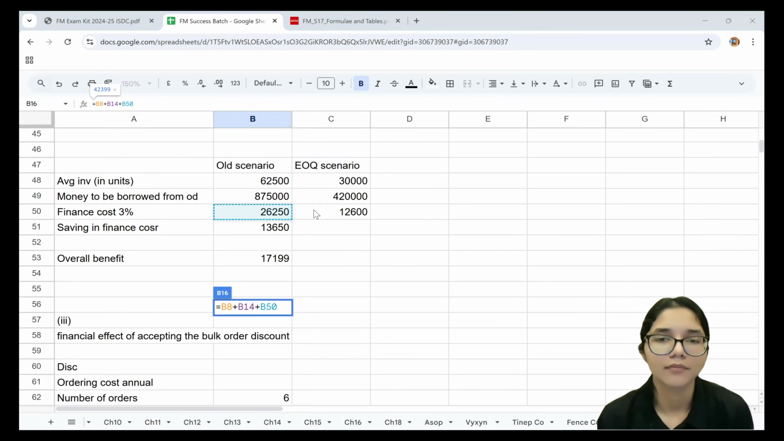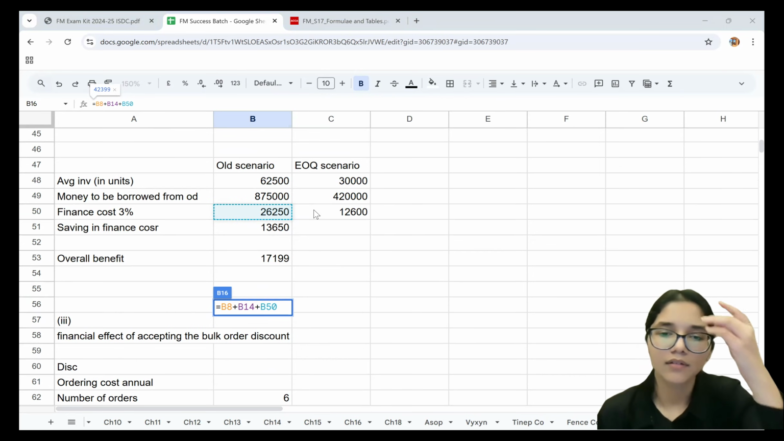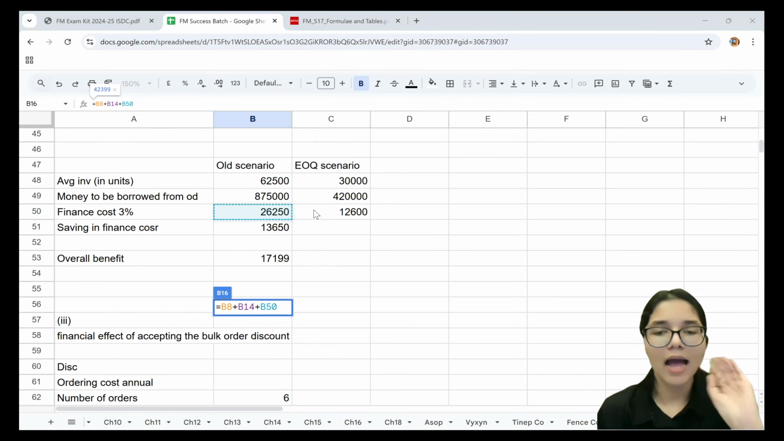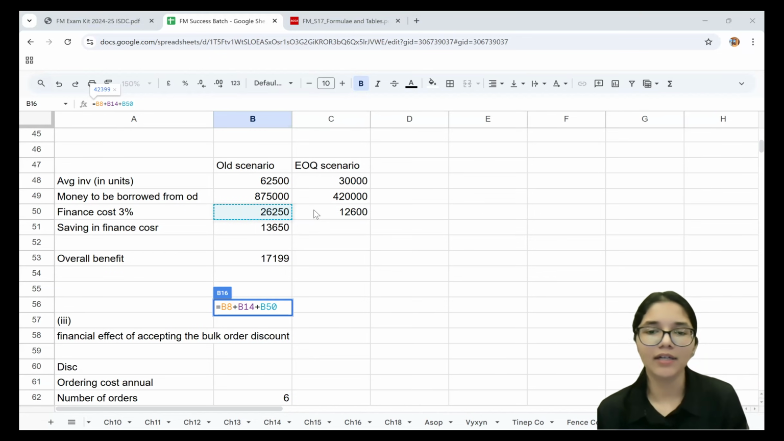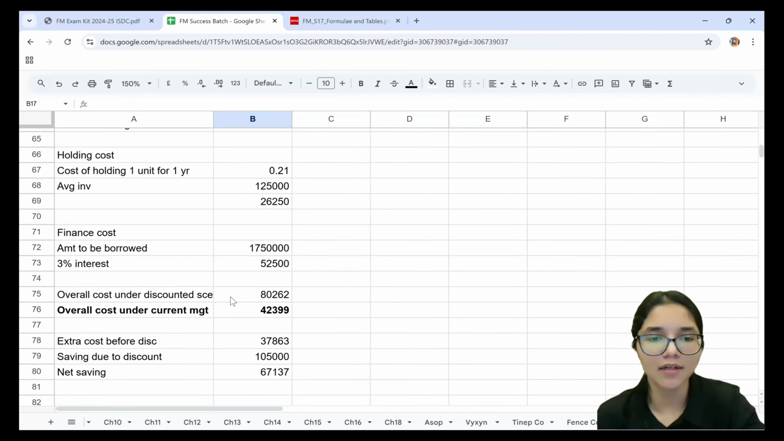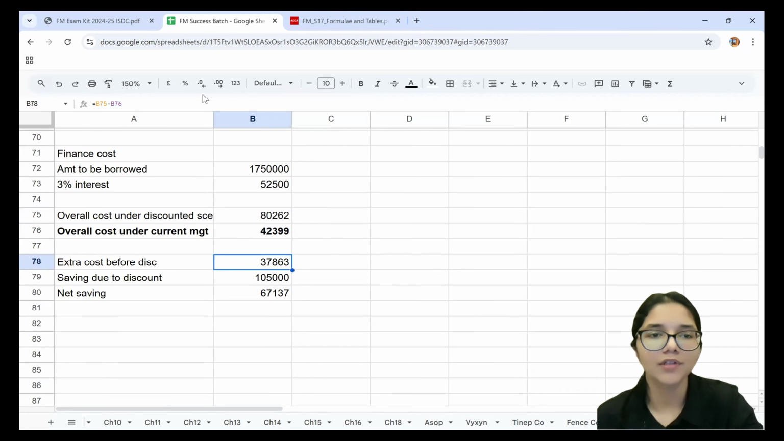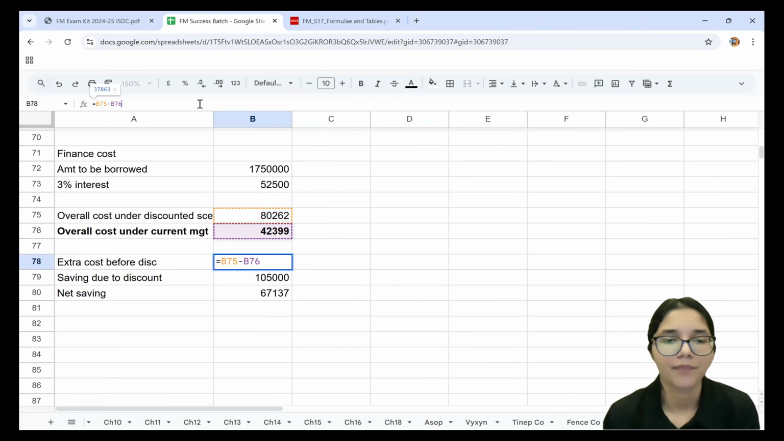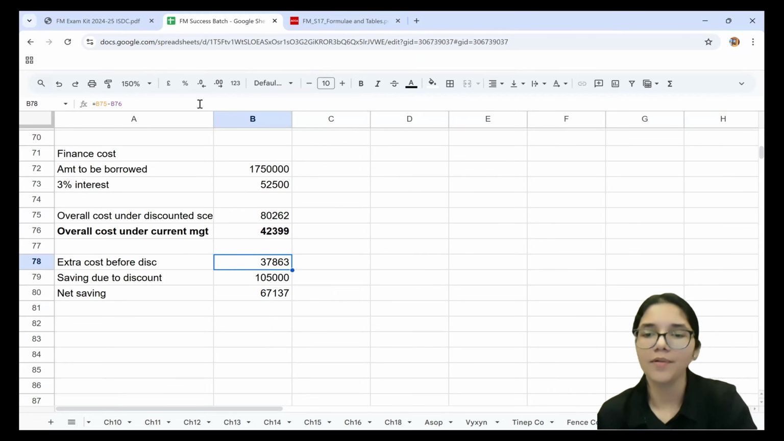Is it the difference between the old scenario and the EOQ scenario, basically? I have just jotted down the totals first and then I have calculated the difference. Okay, no problem. So these are both of the totals here at the bottom, and then I find out the difference here this way.